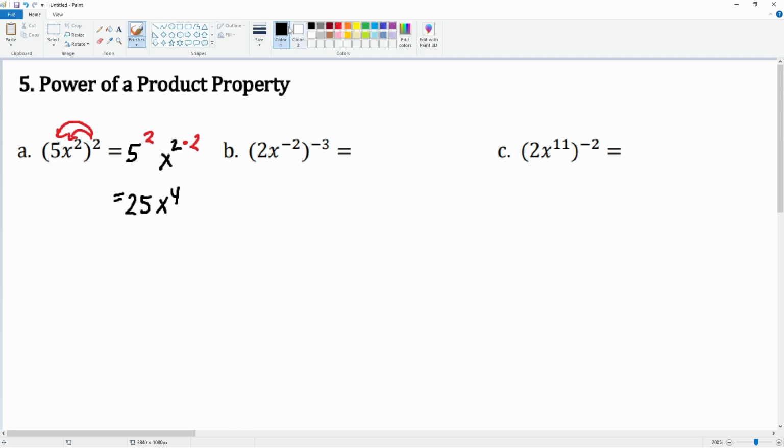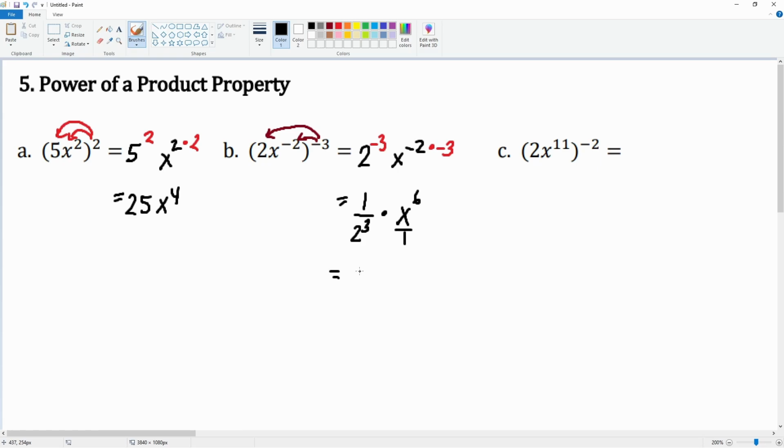Same process here for b. We are going to be distributing that -3 into each one of those terms. So the 2 is going to be raised to the -3rd power, and that x to the -2 is going to be multiplied by -3. We can't really deal with 2 to the -3, so what we're going to do is make it into a positive exponent by bringing it down of the fraction symbol, becoming 1/2 to the 3rd. Then we have x to the -2 times -3, so that becomes a positive 6. And notice that was actually on top.